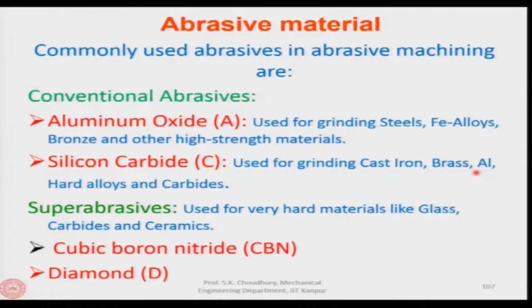By aluminum, do not get surprised, because on the top of aluminum there is an aluminum oxide which is very hard. Aluminum itself may not be a hard material, but that aluminum oxide is very difficult to grind, and the carbides are very hard.